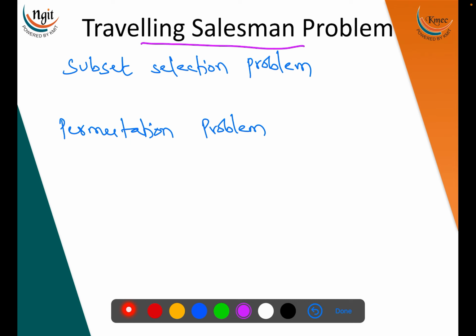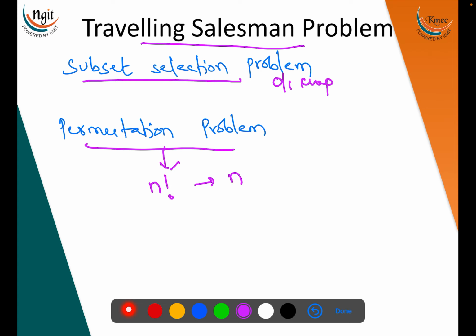We have seen how to apply dynamic programming to a subset selection problem, that is the 0/1 knapsack problem. Now we turn our attention to a permutation problem. Note that permutation problems are usually much harder to solve than set problems, as there are n factorial different permutations of n objects, whereas there are 2 power n different subsets for n objects. Obviously n factorial is greater than 2 power n. So these are a little bit hard problems.